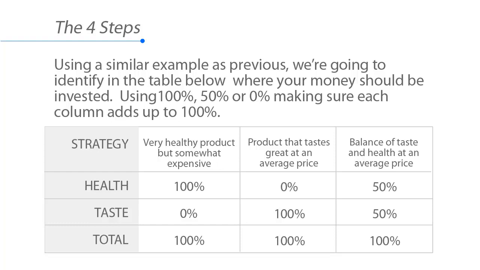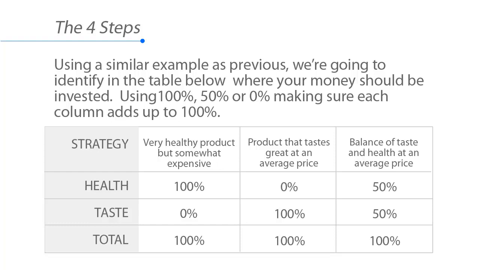Second example, a product that tastes great at an average price. In this case, we should invest 100% in making the tastiest product. Health is not mentioned in the strategy, so that would be 0%.